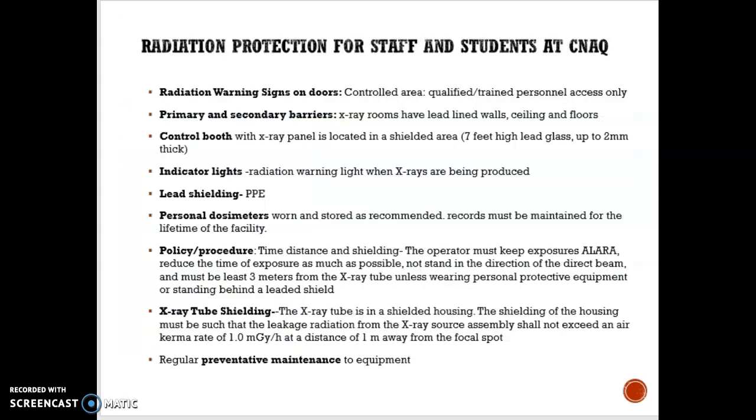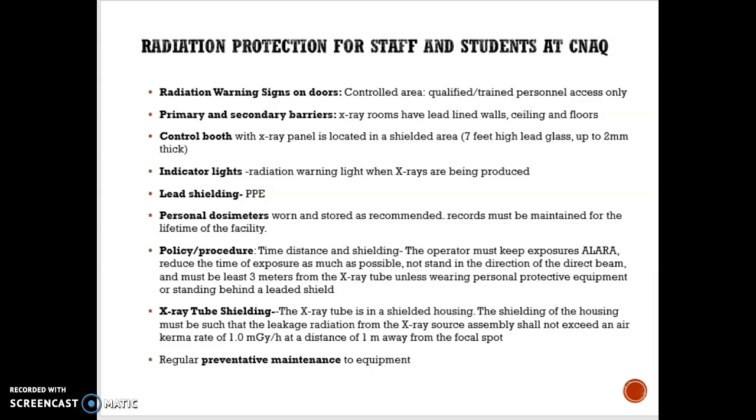So how are instructors and students protected at CNAQ? Well, there are radiation warning signs on doors to indicate that it's a controlled area, and all students' work is supervised to prevent any accidental exposure to students. Also, there are primary and secondary barriers in all the rooms. There's a control booth, an X-ray panel with a short exposure cord that prevents the occurrence of a possible accidental exposure to a student or a staff member.